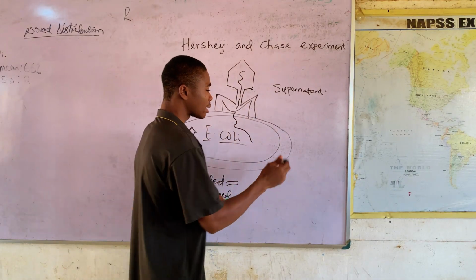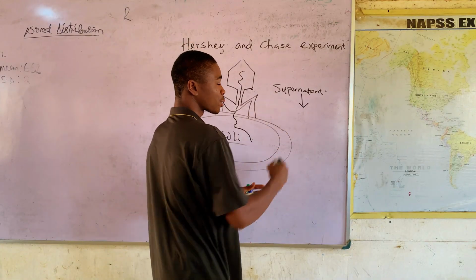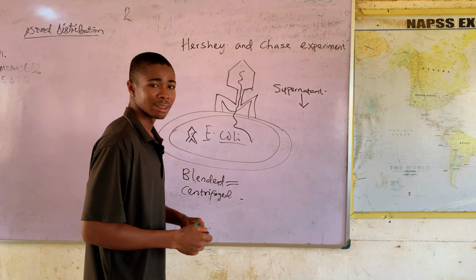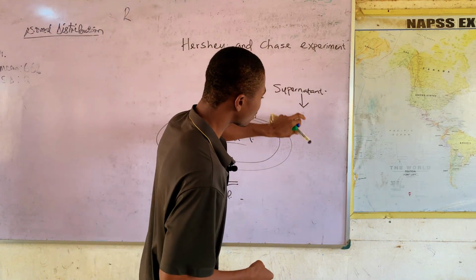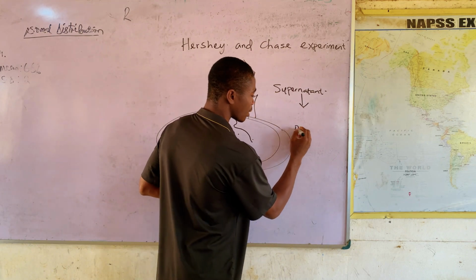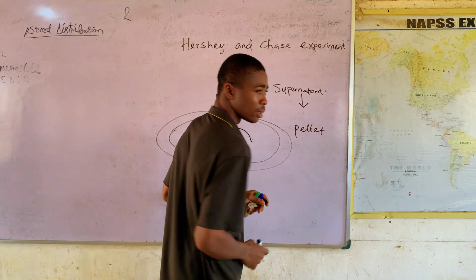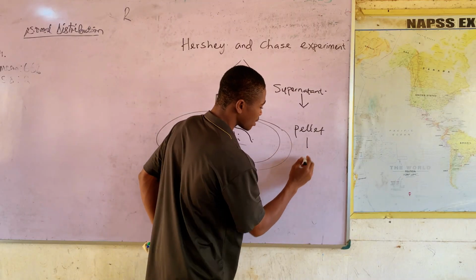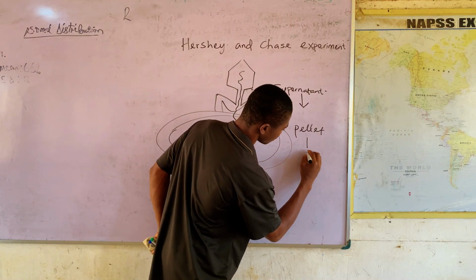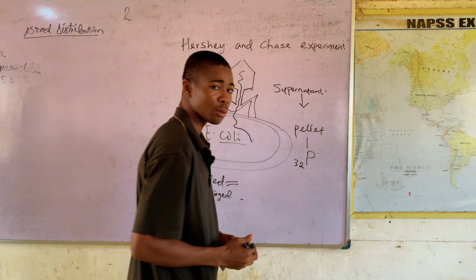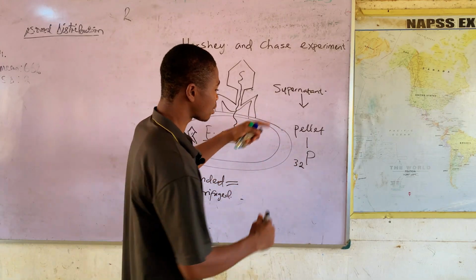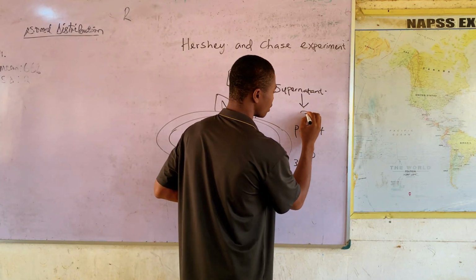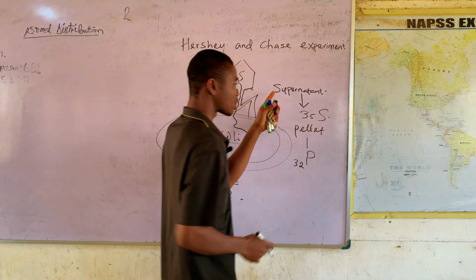So they discovered that there was radioactive sulfur in the supernatant. Then they checked the pellet as well. They discovered that in the pellet there was radioactive phosphorus. So there was radioactive phosphorus in the pellet, and radioactive sulfur in the supernatant.